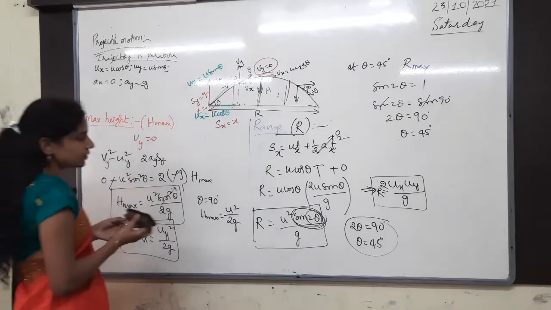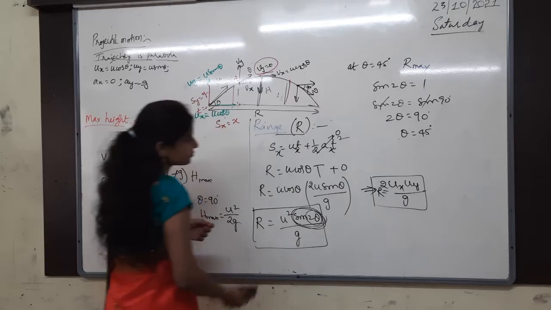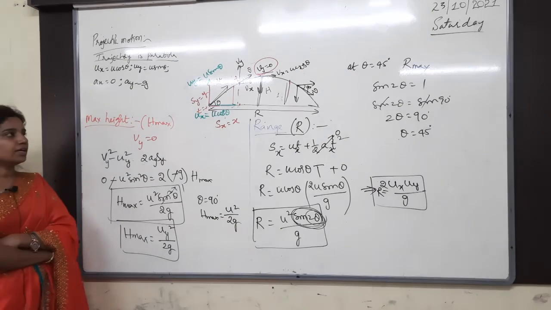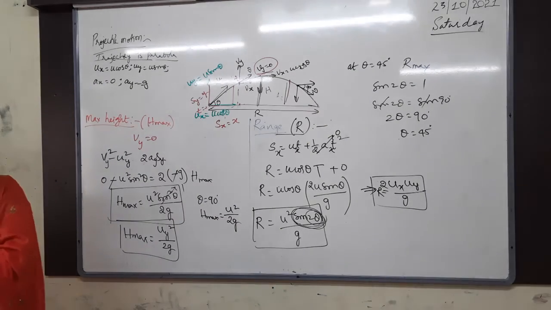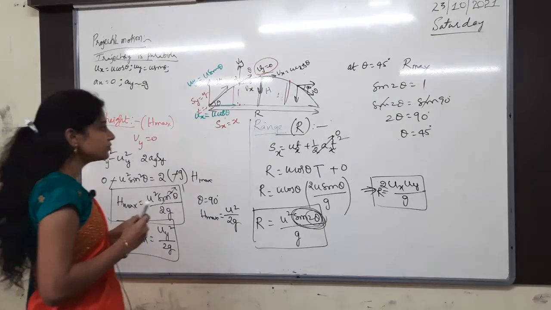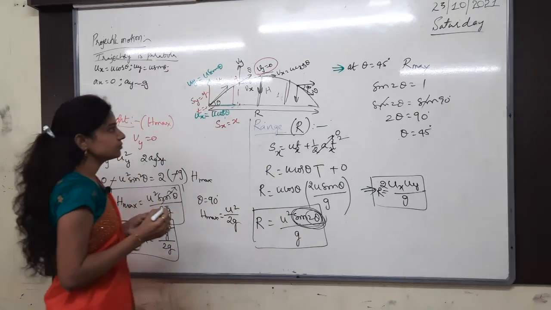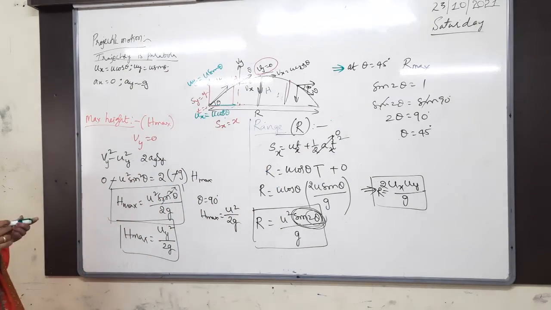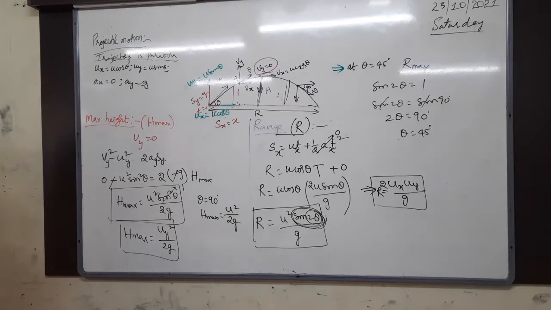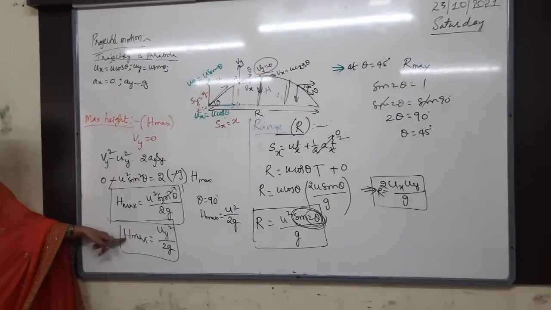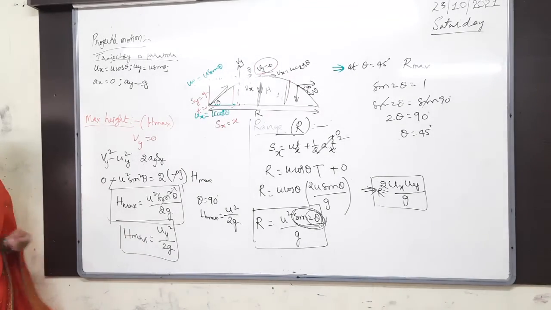Write that: the range is the maximum horizontal distance traveled by the projectile. This one also you write, the shortcut formula: hmax = uy² by 2g.